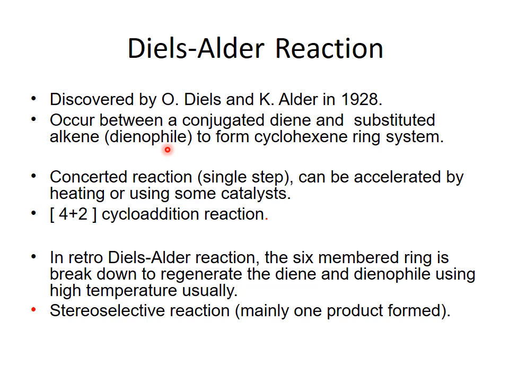In the retro-Diels-Alder reaction, the 6-membered ring is broken down to regenerate the diene and dienophile, usually using high temperature. The Diels-Alder reaction is a stereoselective reaction and only one product is formed during the reaction. The stereochemistry of the reactants is reproduced in the product.